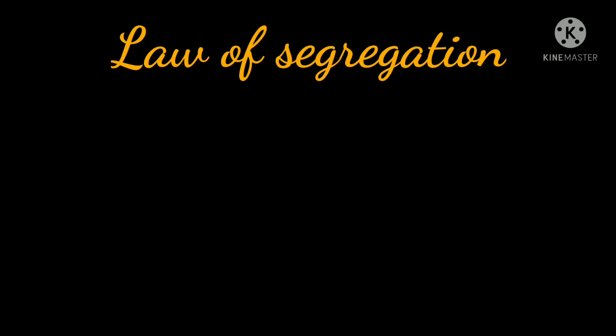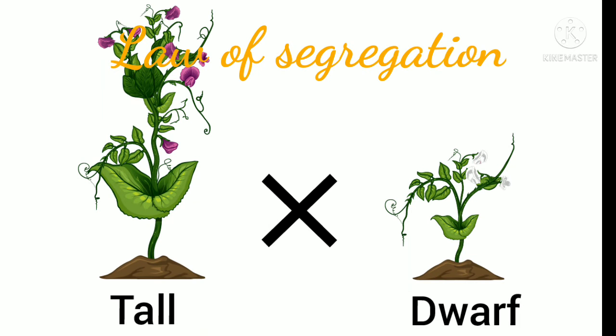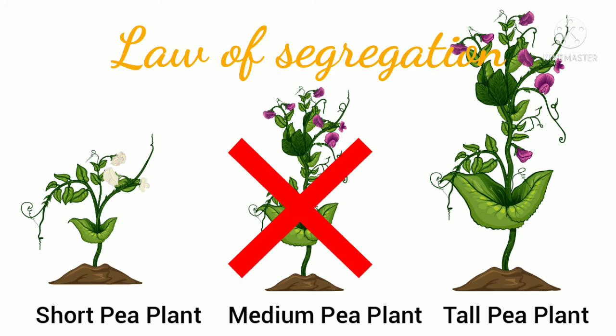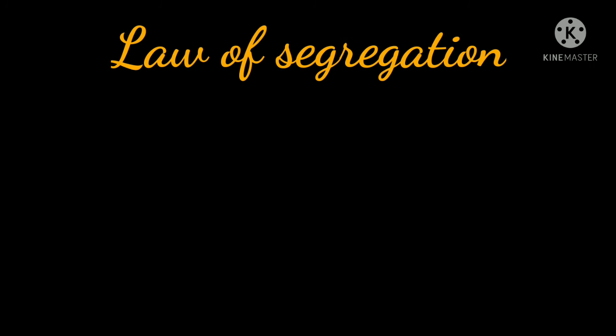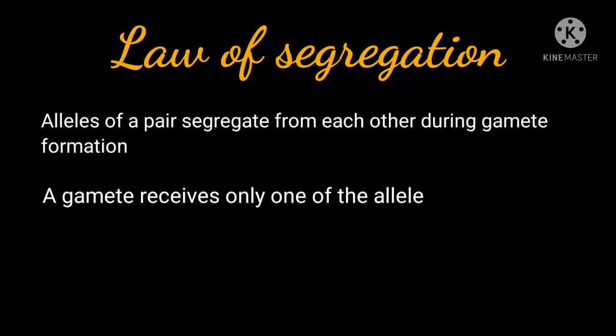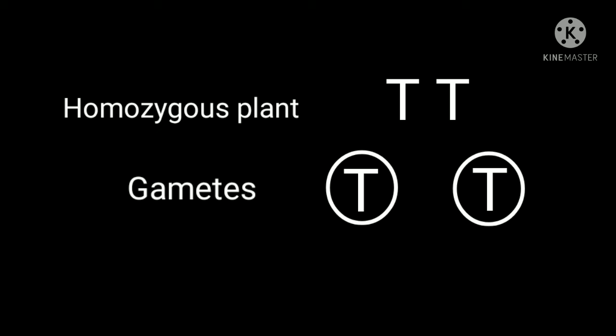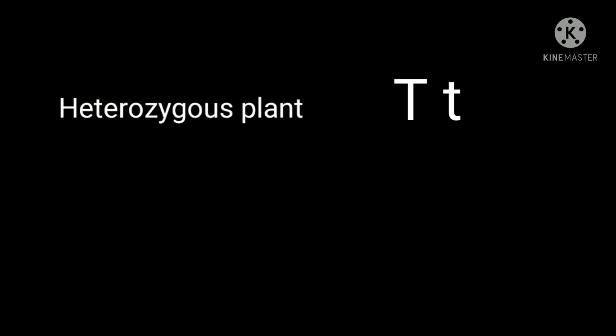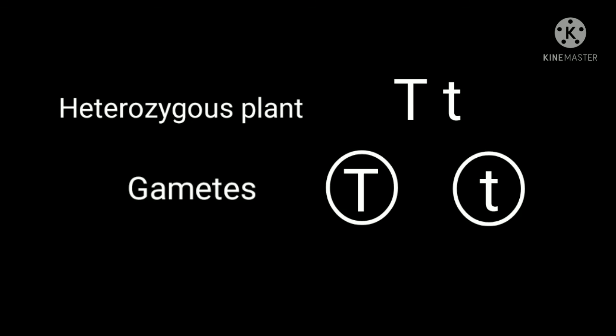This law is based on the fact that the alleles do not show any blending of characters. Although the parents contain two alleles, during gamete formation the factors or alleles of a pair segregate from each other such that a gamete receives only one of the two factors. So, a homozygous parent produces all gametes that are similar, while a heterozygous one produces two kinds of gametes, each having one allele in equal proportion.